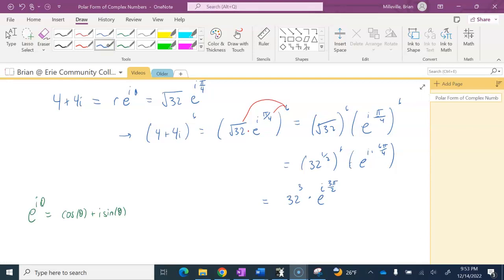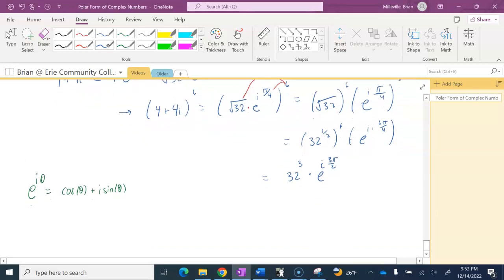I have paused the recording and written down Euler's formula off to the side. e to the i theta is cosine theta plus i sine theta. That's a nice way to convert that back over to rectangular form. So let's just finish this computation off here. What we've been working on is 4 plus 4i raised to the 6th power.